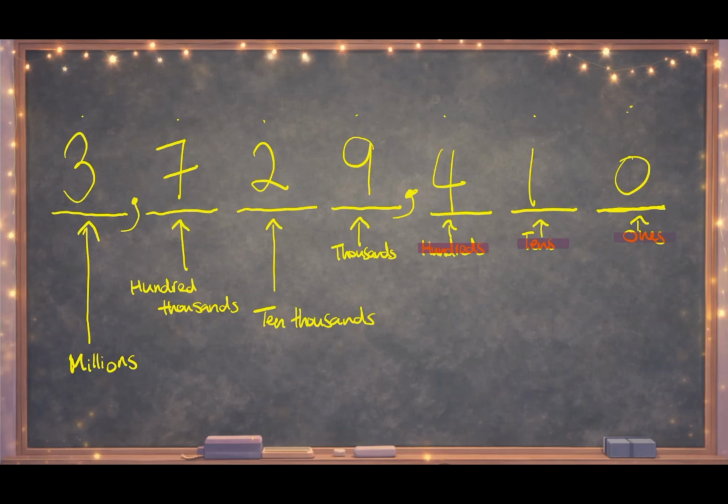Next place is hundreds. Place value of digit 4 is hundreds. This is thousands. The place value of 9 is thousands. This place value here is 10,000. The place value of digit 2 is 10,000. Place value of this number here, 7, is 100,000. And then finally, we have millions.